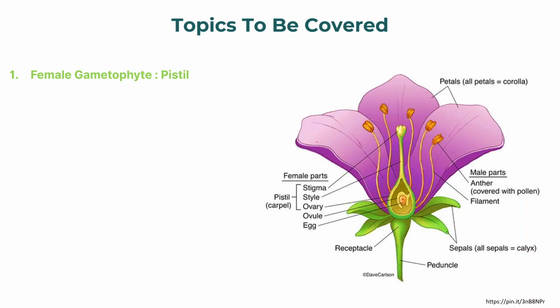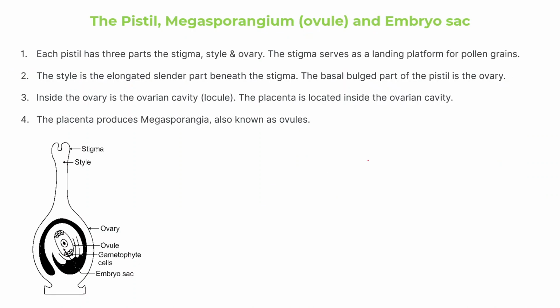In this video, we are going to learn the topic female gametophyte. So, this here is the female part of the flower, which consists of the stigma, the top surface, and the style, this elongated part, and this swollen part is the ovary. They all together form the pistil, which is also known as the carpel. Each pistil has three parts: style, stigma, ovary.